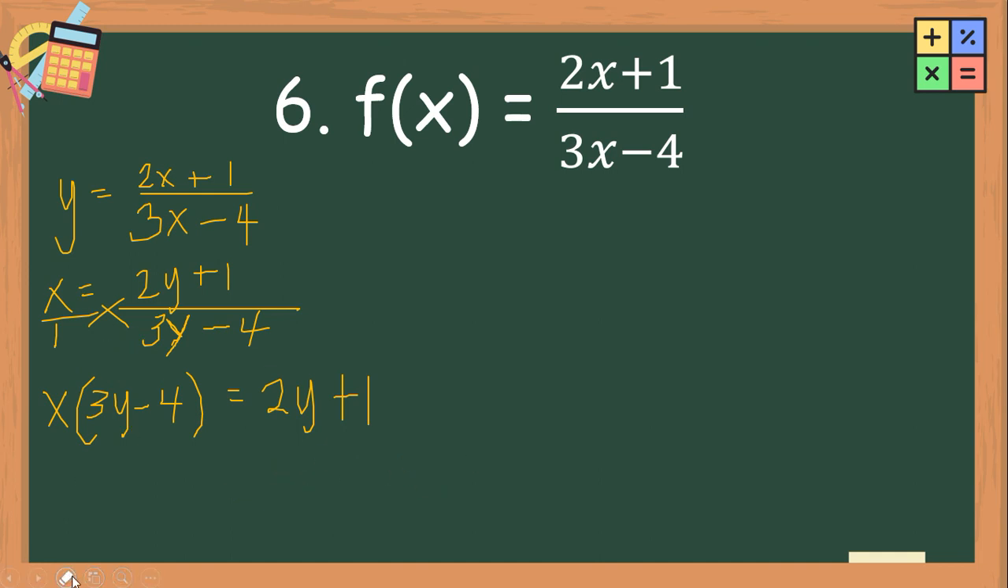Delete natin. Diba, meron siyang parenthesis, no? So, we're going to distribute x to the 3y and to negative 4. If we're going to multiply x to 3y, the answer should be 3xy, because we are following the order of our alphabet. Ano bang nauuna? Diba, x? Tama? Yes po, sir. Diba, magkakaroon ka muna ng x bago magkaroon ng y? Sige. 3xy, then minus 4x. Then, is equal to 2y plus 1. So, 3xy minus 4x is equal to 2y plus 1.